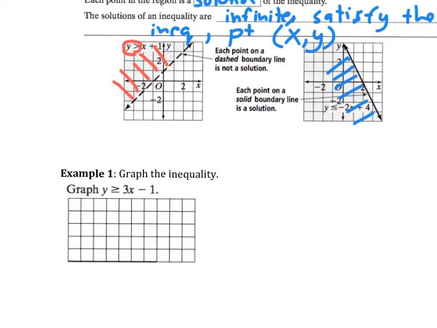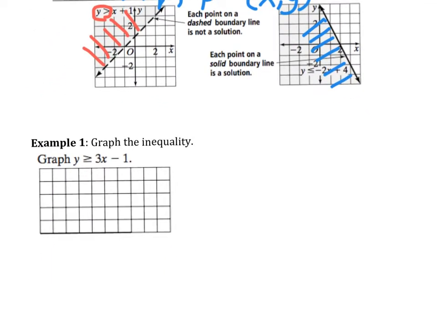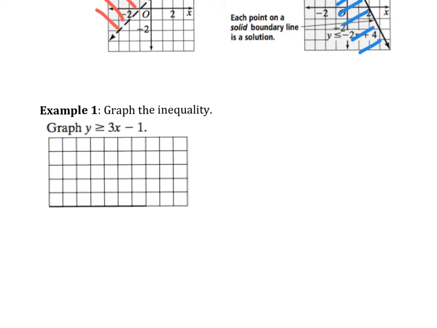So let's take a moment here to graph this inequality. Well, this is absolutely no different than remembering what we do with our slope and y-intercept. We know that b is -1, and we know that my slope is 3, which means 3 over 1, which means go up 3, right 1.